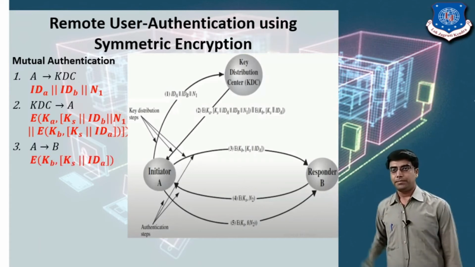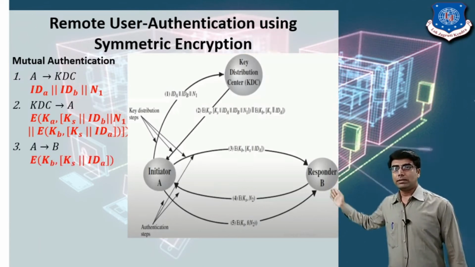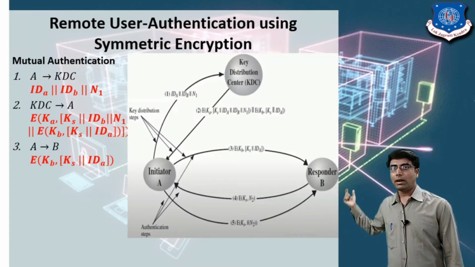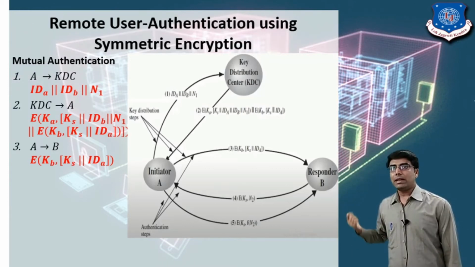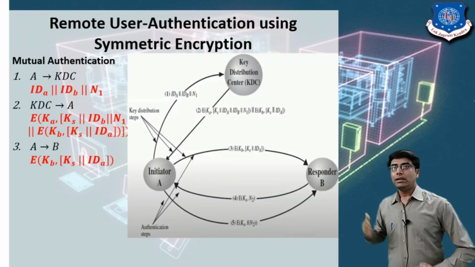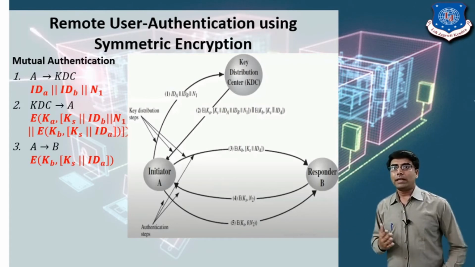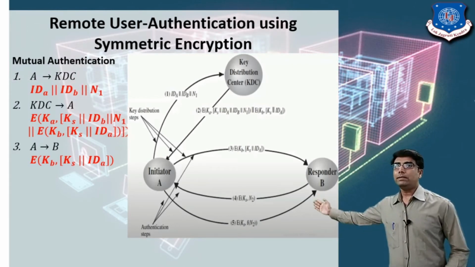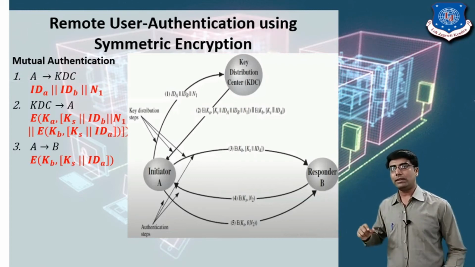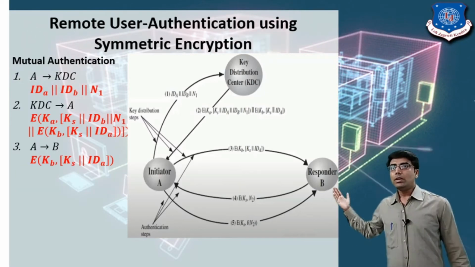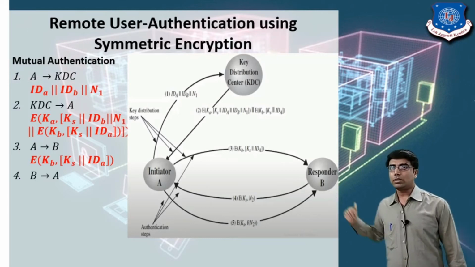Now you can see in the third step, user A will send the second portion of the message to user B. Now user B will receive the message, and the receiver decrypts this message using the master key of user B. That message includes the user identity A and the KS secret key. That means when user B decrypts this message, it will get the session key. In step number 4, it performs the authentication.